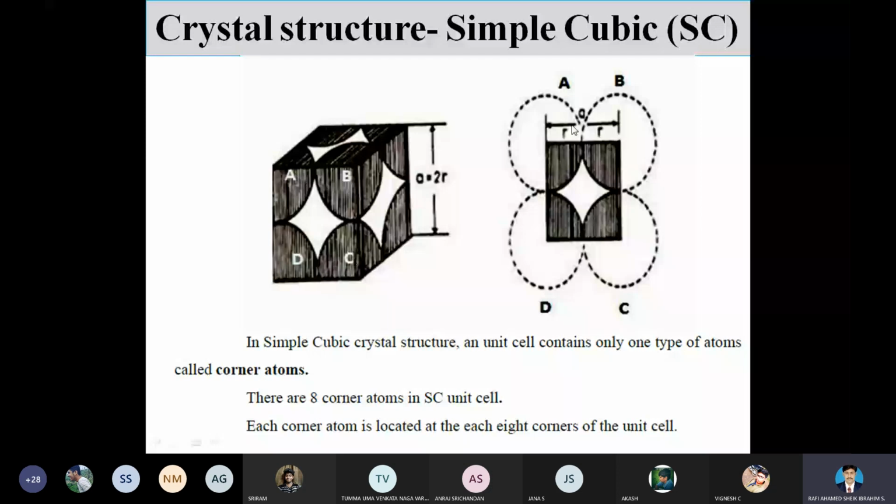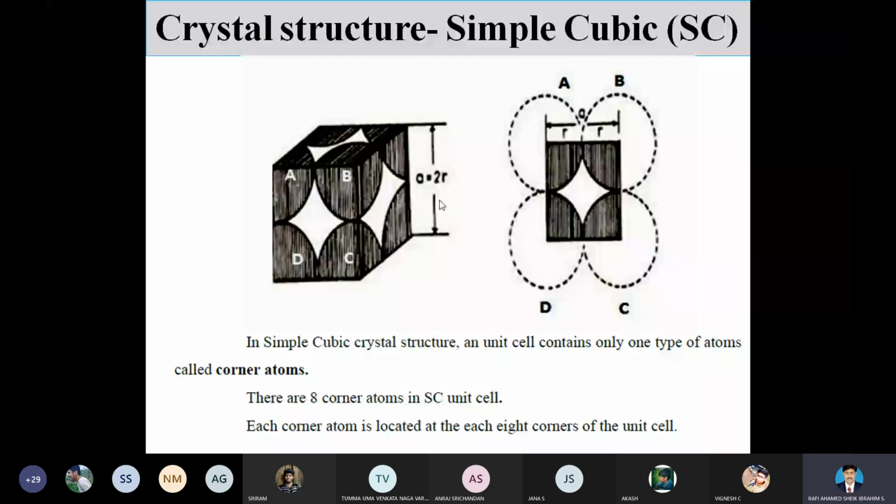A is one atom, B is another atom, C is another atom, and D is another atom. So the simple cubic structure means we are going to consider only one type of atom, that is the corner atom. We have the atoms here at the corners. From the structure, you can see that the atoms are at the corners. Specifically, we have only one type of atom, the corner atom, and this corner atom is located at the 8 corners of the unit cell, which we can see here.